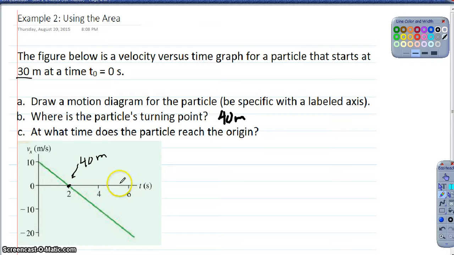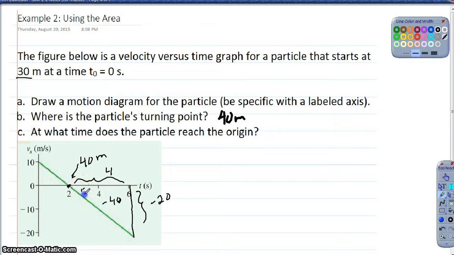Okay, so you can do kind of just a little bit of guess and check work with that, or however you're comfortable. But in this case, if we did go over to 4 seconds and down here, once again that would only be negative 10 meters. So that's not enough. So if I go all the way over to 6 seconds, that would give me a base of that triangle of 4. And then if I look for the height of that triangle, the height of that triangle would be negative 20. So the area of this triangle would be 1/2 times 4 times negative 20, which is negative 40.